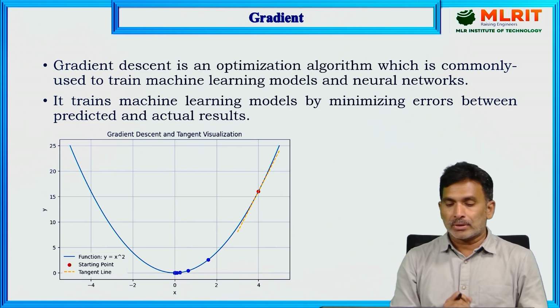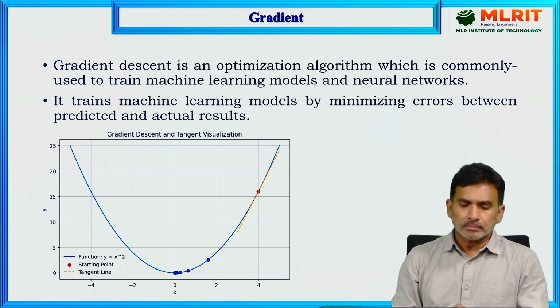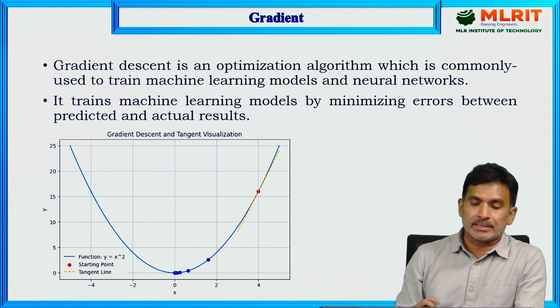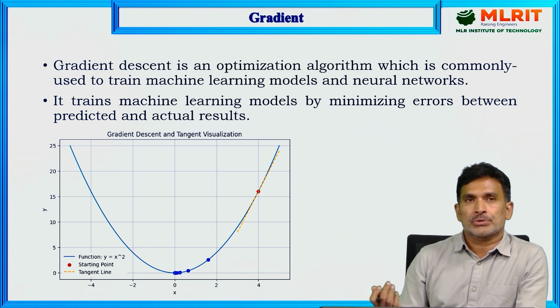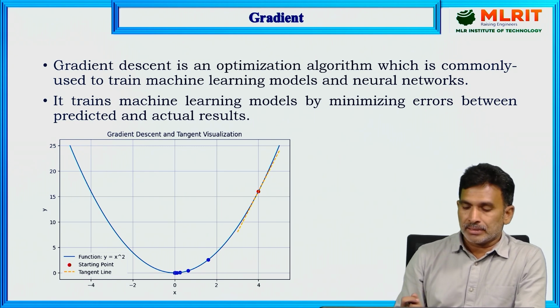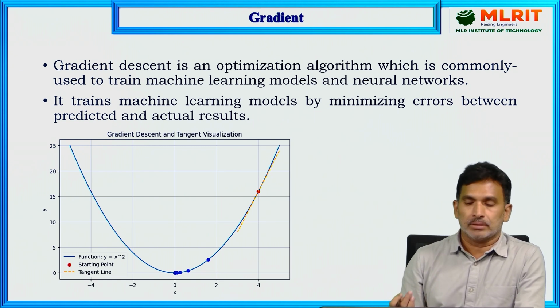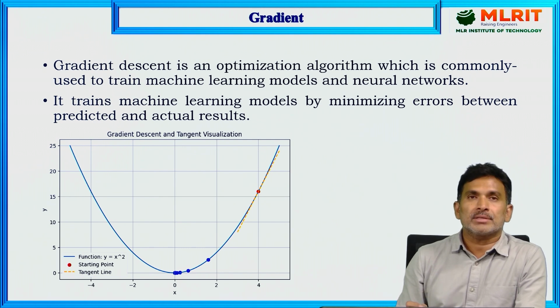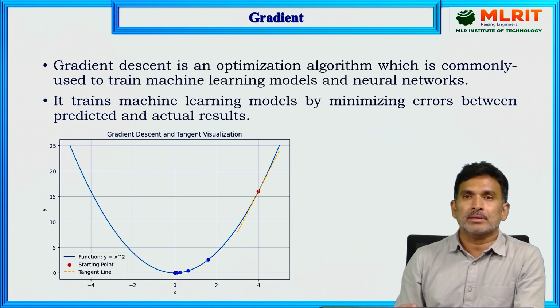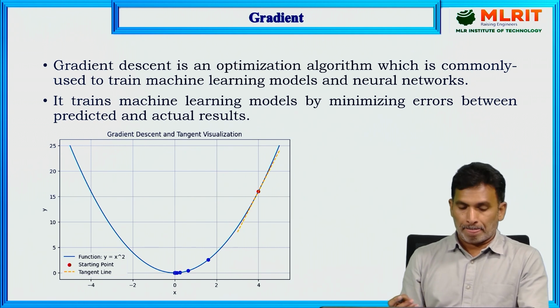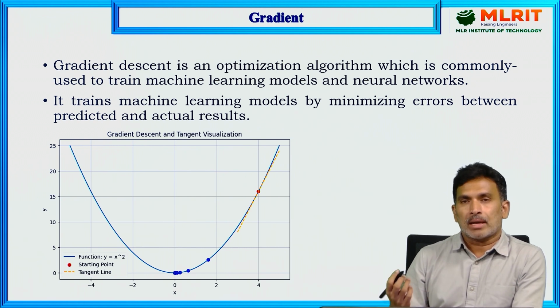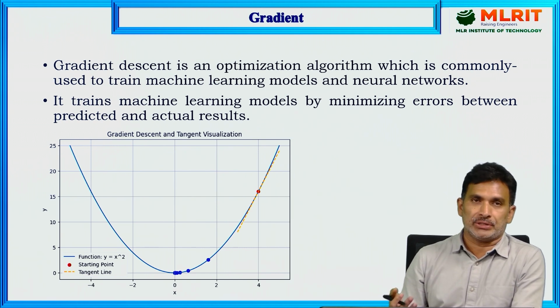Next, another important thing is the gradient. Gradient descent is an optimization algorithm which is commonly used to train machine learning models, and mainly neural networks. It trains the machine learning models by minimizing the error between the actual value and the predicted values. That is, we calculate this with the help of the loss function.